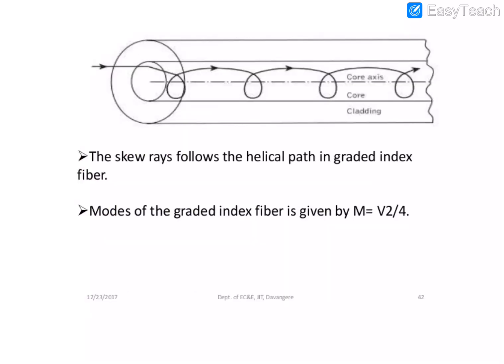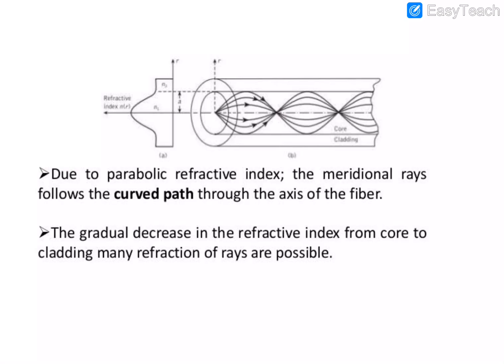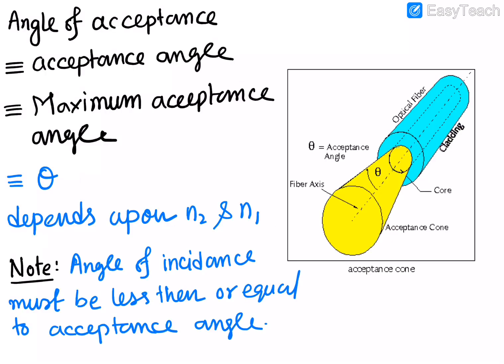And the cross-sectional view of this skew propagation is this one, and for meridional propagation the cross-sectional view is this one. Similarly, for your graded index fiber, the skew propagation follows the helical path, and for meridional rays, the propagation will be like this curved path, right? In case of your graded index fiber.